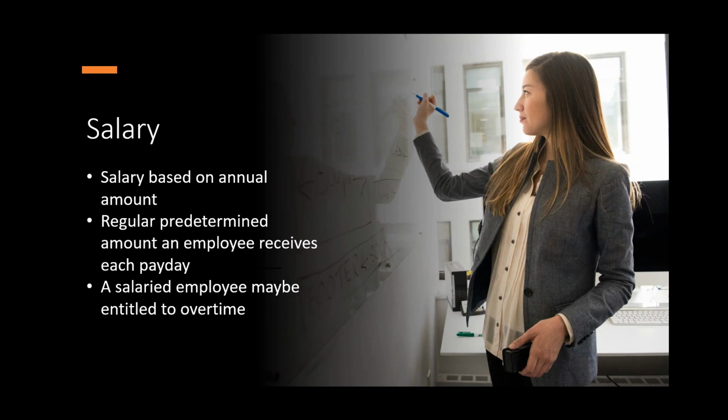A salaried employee is paid based on an annual amount. A salary is a regular predetermined amount of pay an employee receives each payday, not determined by the quality or quantity of the employee's work. This salary is divided between the pay periods, as determined by the company, for the year and based on a 2,080-hour year. If a salaried employee makes less than $684 per week, he or she is entitled to overtime pay.